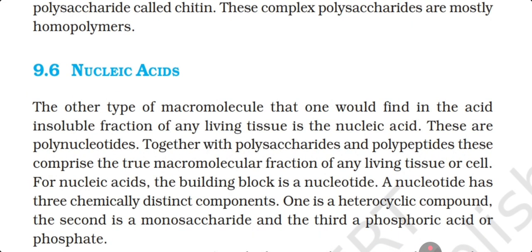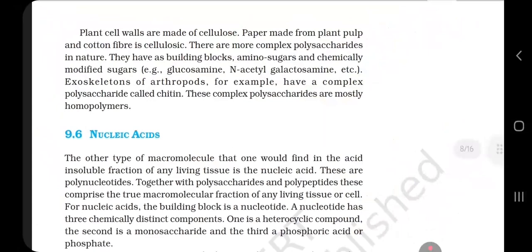9.6 Nucleic acids. Another type of macromolecule that one would find in the acid insoluble fraction of any living tissue is the nucleic acid. These are polynucleotides. Together with the polysaccharides and polypeptides, these comprise the true macromolecular fraction of any living tissue or cell. For nucleic acid, a building block is a nucleotide. The nucleotide has three chemically distinct components. One is a heterocyclic compound, the second is a monosaccharide, and the third is a phosphoric acid or phosphate.